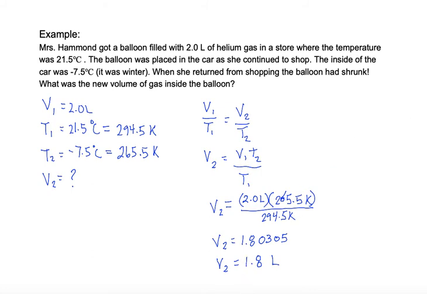If we were keeping track of these units, notice that my Kelvin units cancel out. The Kelvin units are gone and I'm just left with liters. That's how I know my volume has to be in units of liters. So Miss Hammond's balloon shrunk to a new volume of 1.8 liters.